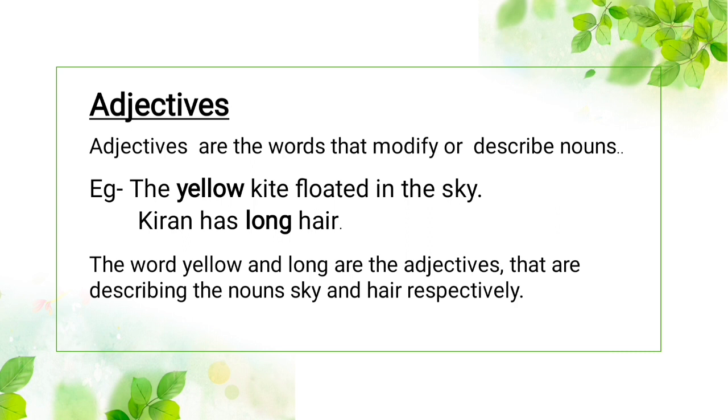Adjectives. Adjectives are the words that modify or describe nouns. Example is like the yellow kite floated in the sky. Here we can see that the word yellow is describing or telling us about the kite. Next example is Kiran has long hair. Here we can see that the word long is describing the noun hair.